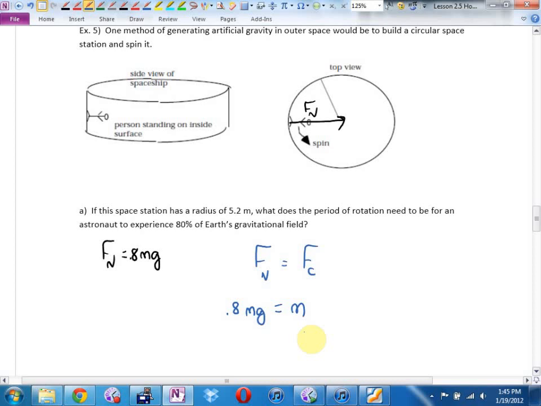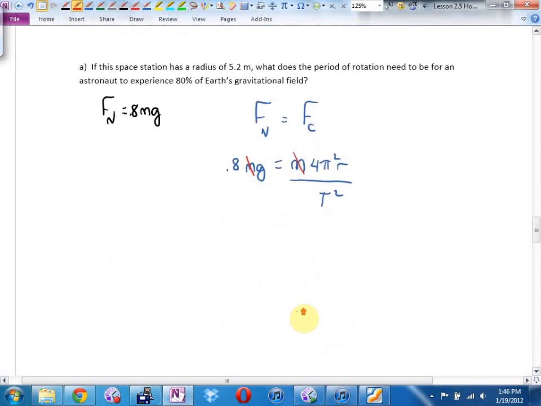Hey, will this work for a skinny astronaut as well as for a fat astronaut? Cool. Because the masses cancel. Let's get the T by itself. I think the T would move up to here, and the 0.8 and the G would move to here. I think we're going to get this. T squared equals 4 pi squared r over 0.8 G, except Rob, how would I get rid of a squared?